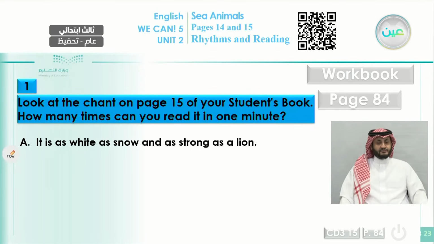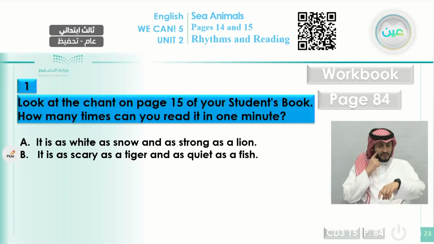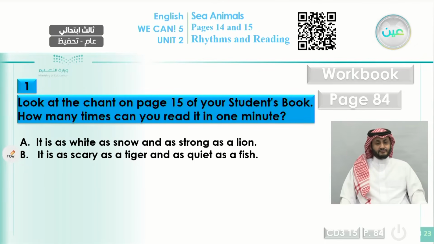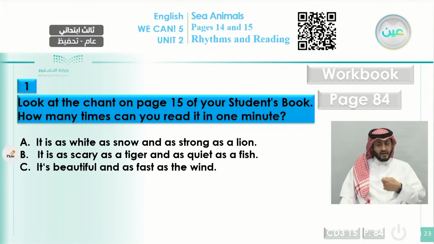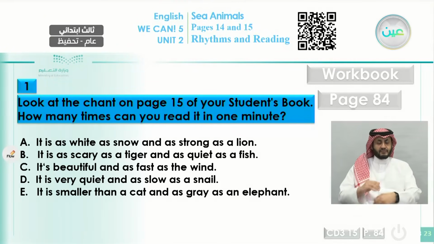A. It is as white as snow and as strong as a lion. B. It is as scary as a tiger and as quiet as fish. C. It's beautiful and as fast as the wind. D. It is very quiet and as slow as a snail. E. It is smaller than a cat and as gray as an elephant.